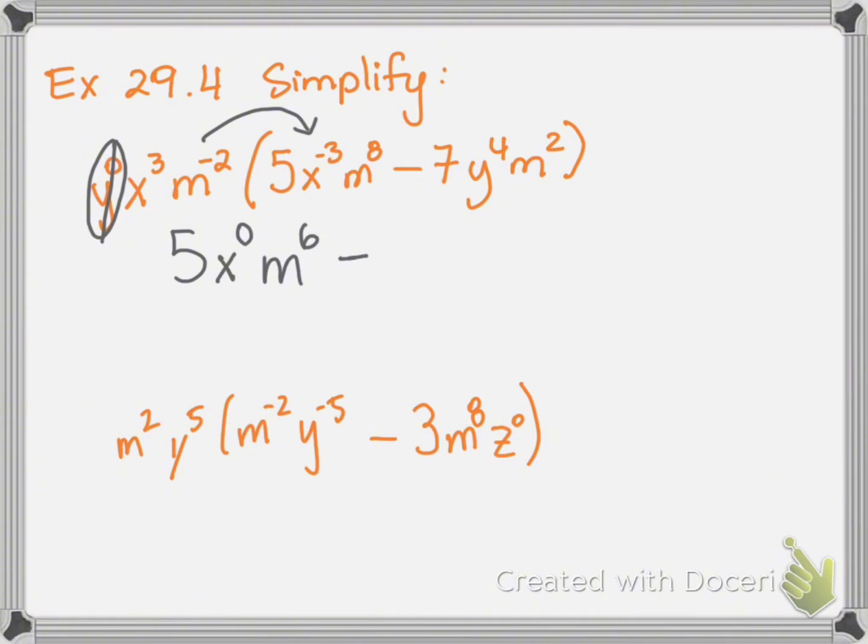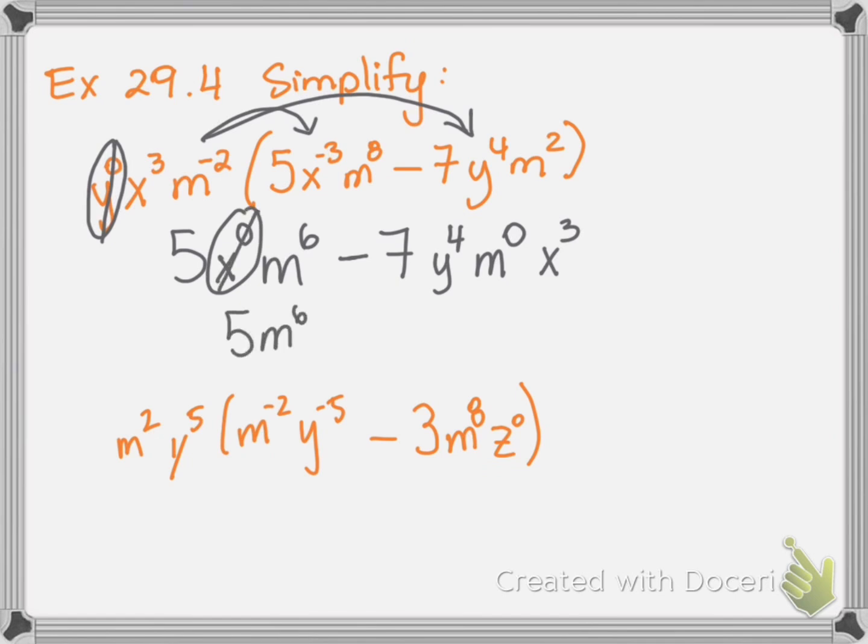Then we do the next one, the same thing times the second term in the parentheses, which is going to be negative 7. The y to the 4 is just going to stay y to the 4, because we don't have a y outside of the parentheses. Remember that the y to the 0 is gone. Then the m is going to be 2 minus 2, it's again 0. And then we have the x to the 3. So again, this is a 1, and 1 times 5 is 5. So 5m to the 6. And this is a 1 times 7 is 7, y to the 4, x to the 3. And that's our answer.